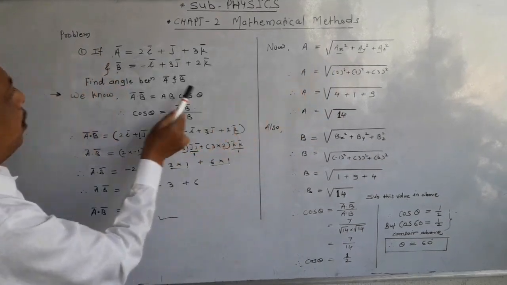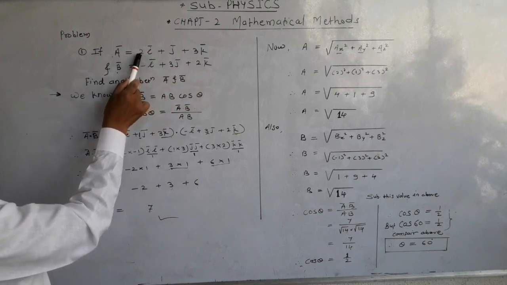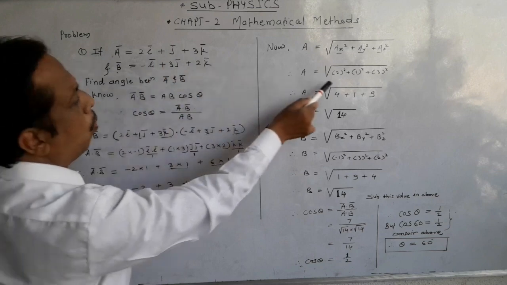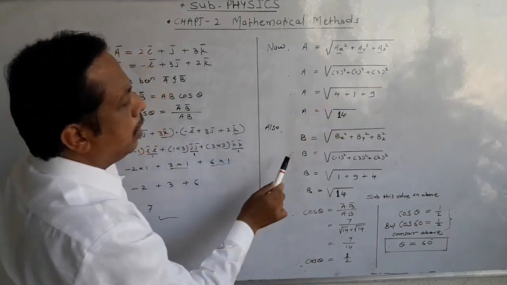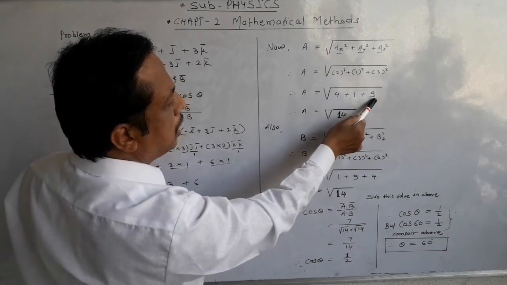Then the coefficients of A bar in i, j, k: we write here 2 square, then the coefficient of j, 1 square, and the coefficient of k bar, 3 square. Then 2 square is 4, 1 square is 1, and 3 square is 9.